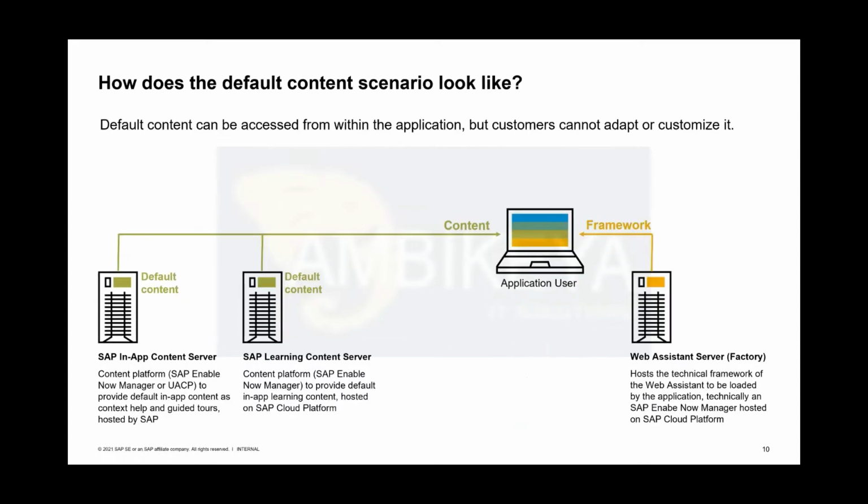So far, so good. Let's talk about scenarios. The default content scenario, this is the moment where no Enable Now license is yet needed. That's only the standard content shipped together with the target application. So we have the in-app help content server, UACP in most of the cases, and the learning content server, the Enable Now manager, starting with education as content sources. And we have the same framework, but there is no blind spot in the middle, no Enable Now server that is owned by the customer involved. So there is no need to configure something.